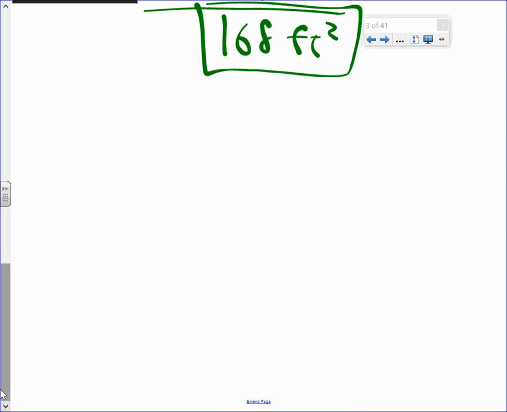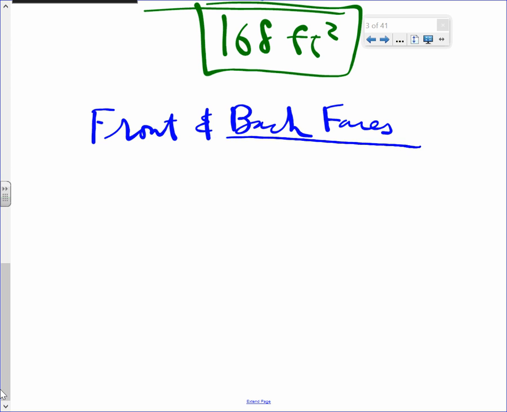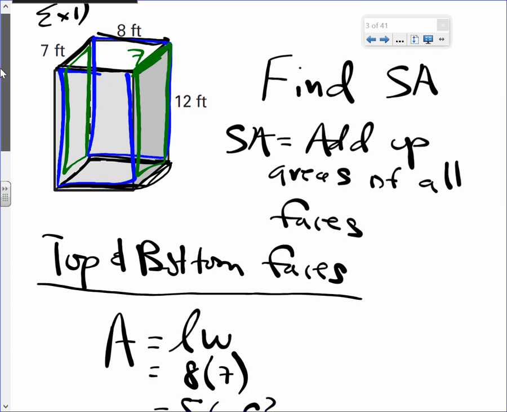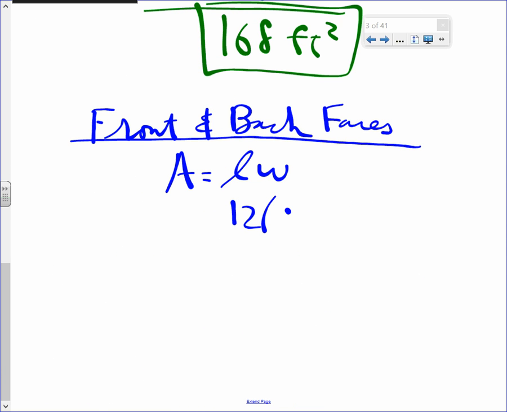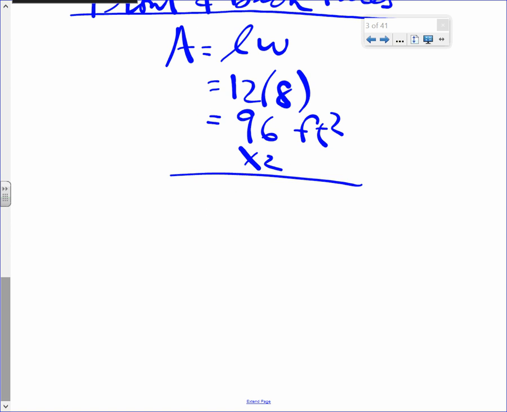Front and back. Yeah. Front and back faces. Area of the rectangle is length times width. What's the length and width of these rectangles in blue? Nice. We're rocking and rolling. 12 times 8. 96 chickens, horses, or termites. Times 2. We're rocking and rolling.